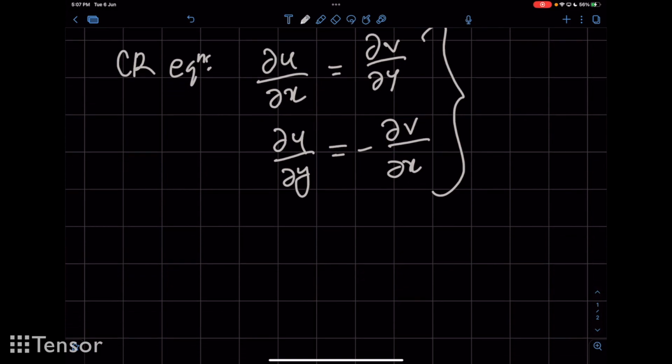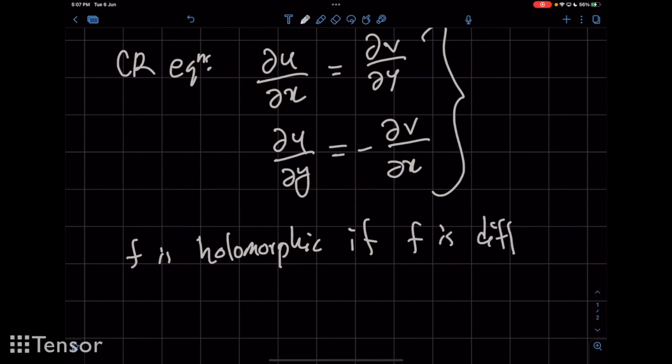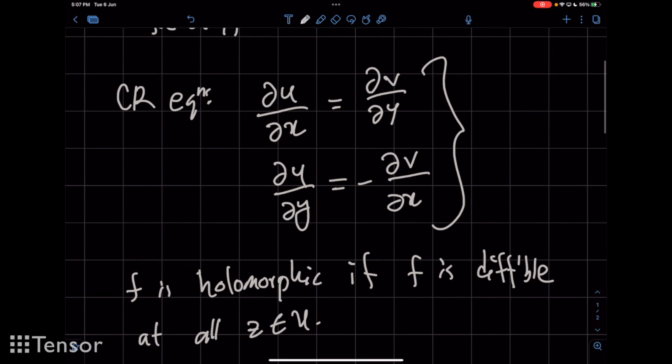Then we defined a holomorphic function. So f is holomorphic if f is differentiable at all z in U.